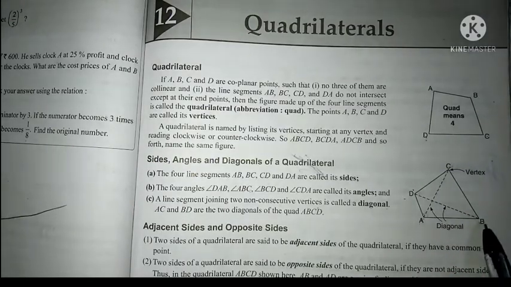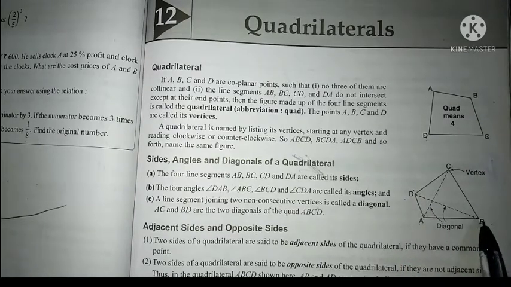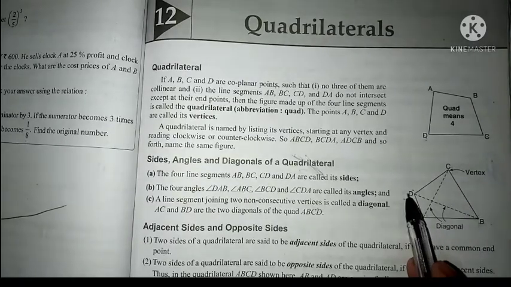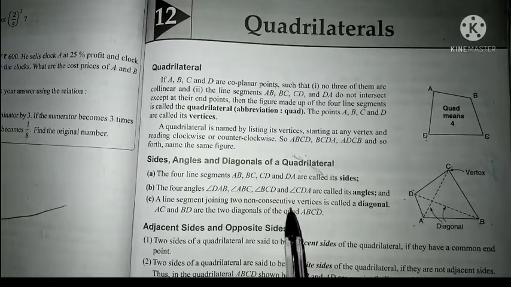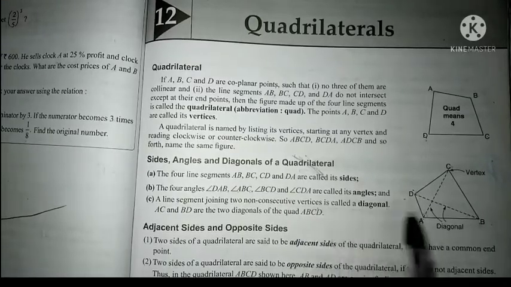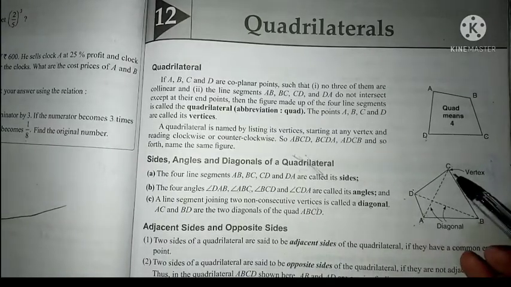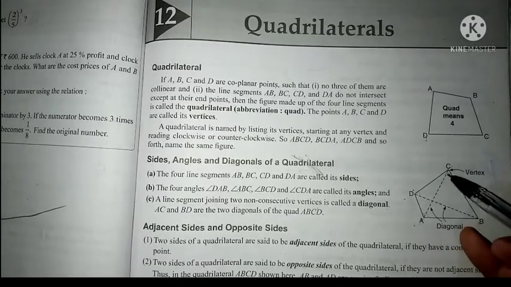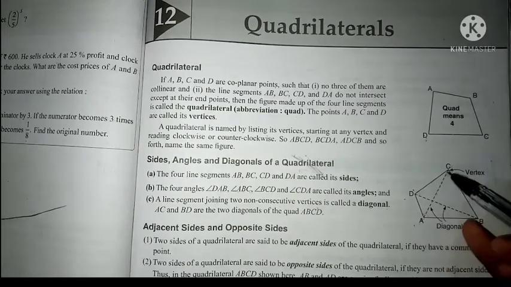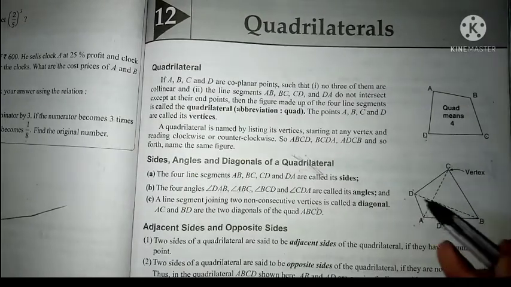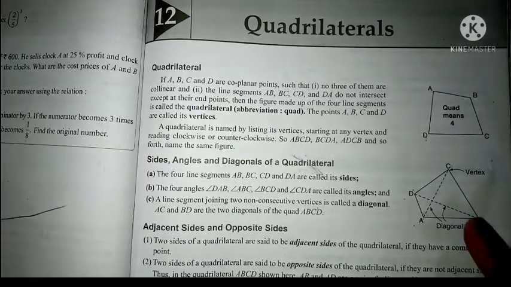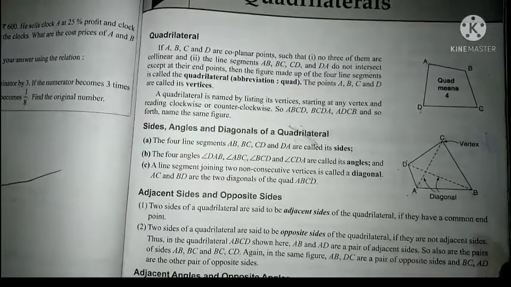In the same way, opposite to B is D. B to C is consecutive, B to A is also consecutive, but B to D is not consecutive. So here also we are asked to join two non-consecutive vertices. A to C is non-consecutive and B to D is also non-consecutive. Connect these two by a line segment. So AC is a diagonal and BD is also a diagonal. That means in a quadrilateral we can draw at most two diagonals.